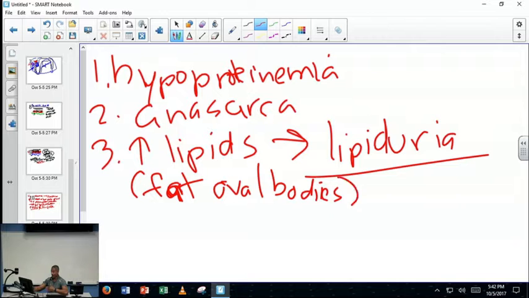Basically, that's what they are, fat oval bodies. You know, it's not really funny, but okay. I'm exhausted.